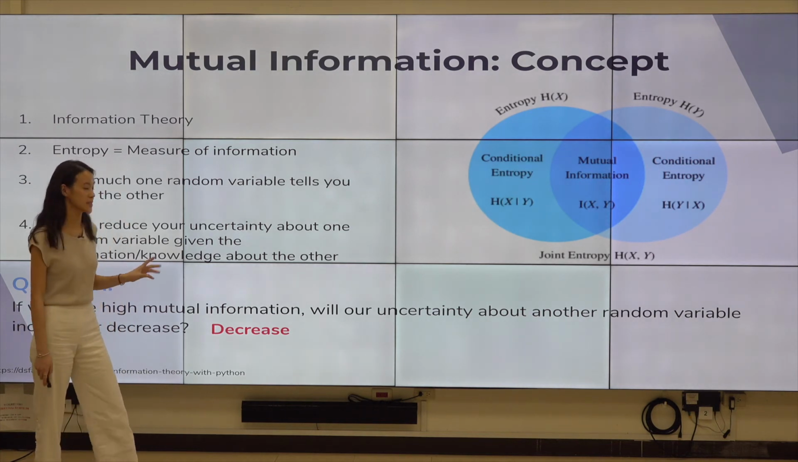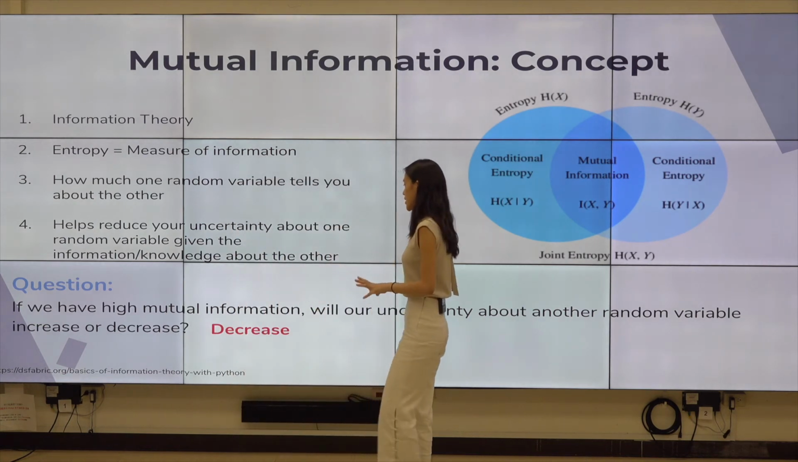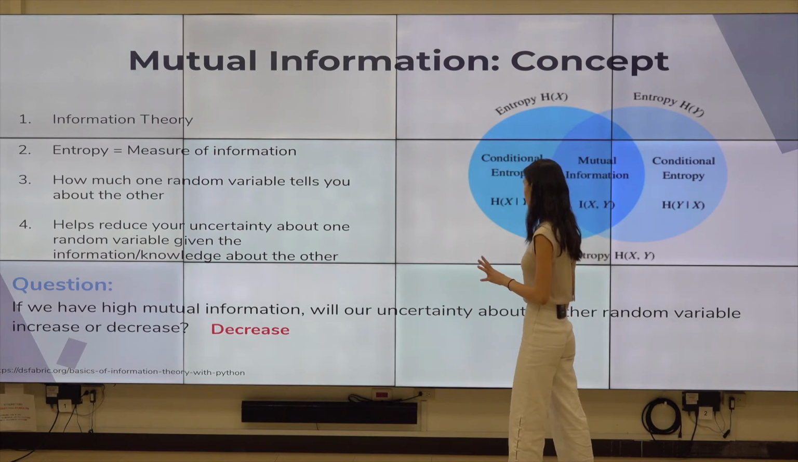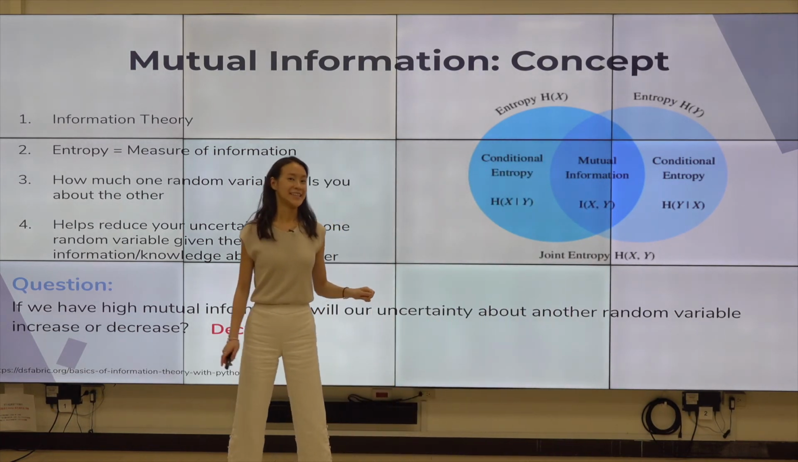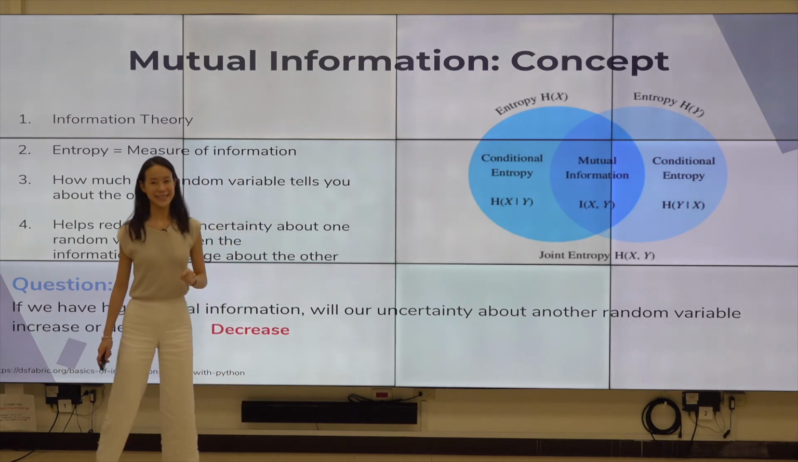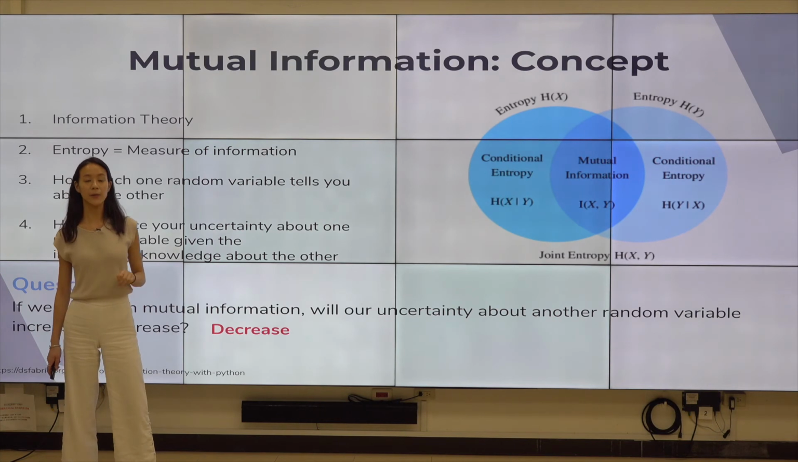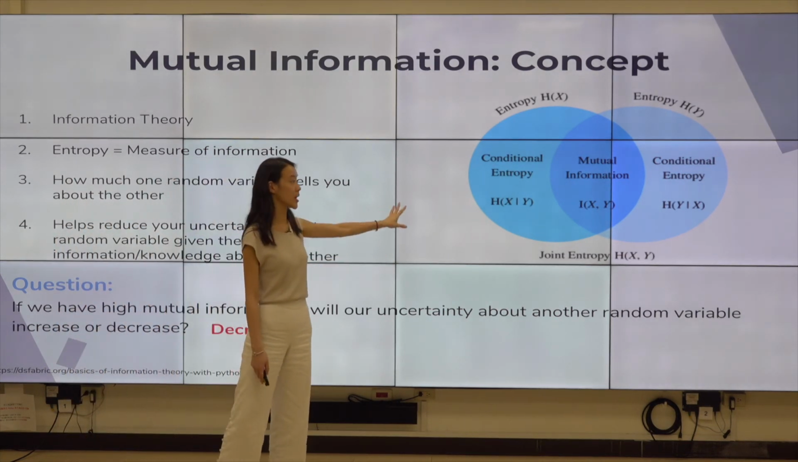One question I'd like to ask you is, if we have high mutual information, will our uncertainty about another random variable increase or decrease? The answer is already actually there, but it would decrease. And I'd like you to think about why, judging by what we talked about before.